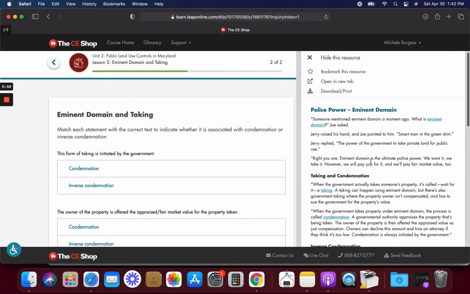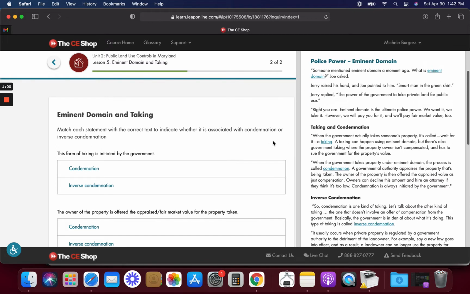Eminent domain is on the exam, and it might not be written in this way. They'll usually give you an example and ask you what type of police power this is, because they had different types of police power.